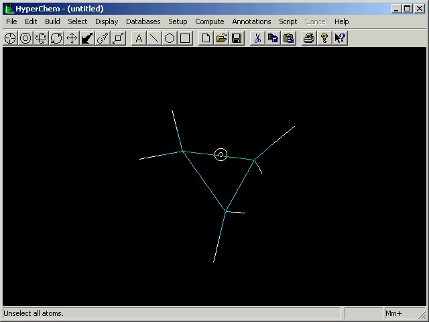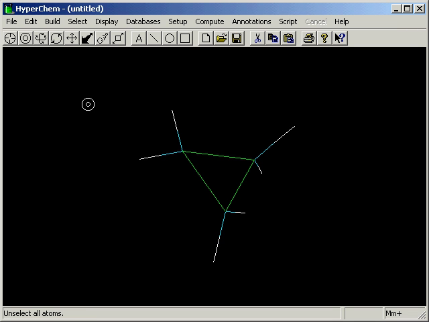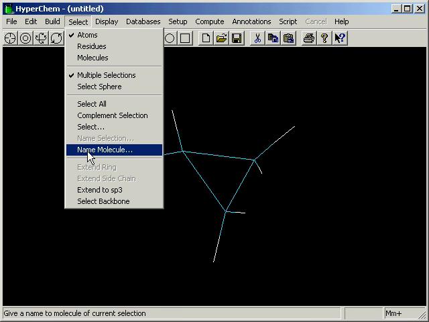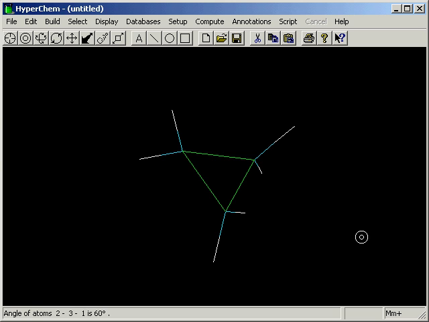So, for example, if we select a ring, we can go up and name that selection ring atoms. This selection has no particular meaning other than that it's saved, and so we can always recover that selection by going up and selecting and recovering that selection. We can remove that named selection if we want, or just recover it in that fashion. So we can remember selections like that.